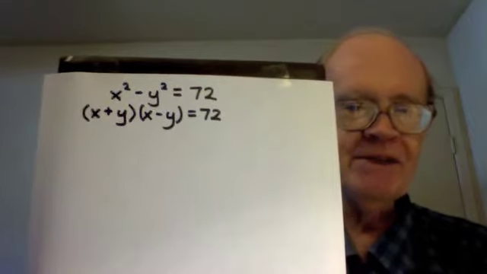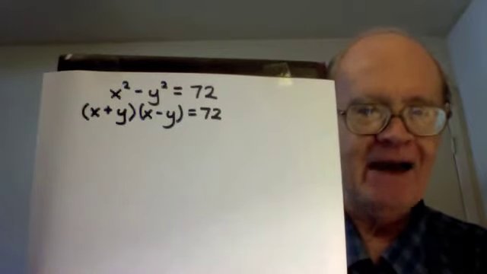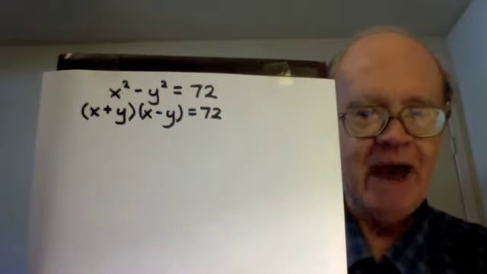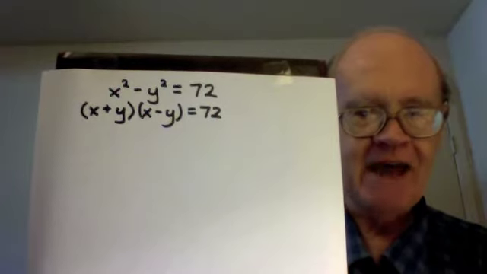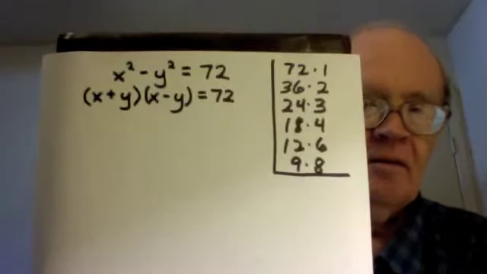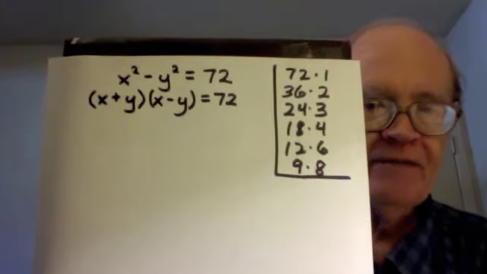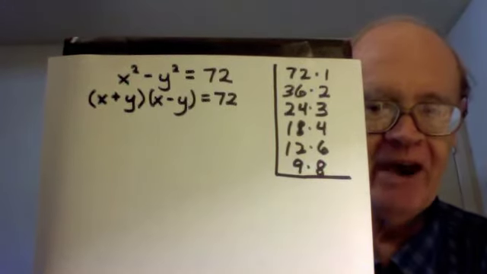The method that I use in this solution is similar to the method that I use in my challenge about the war between the 2 cookie armies, and I invite you to investigate that challenge if you haven't already. In dealing with this equation, my first step is to factor the left side into x plus y times x minus y. My next step is to find factors of 72 in pairs.